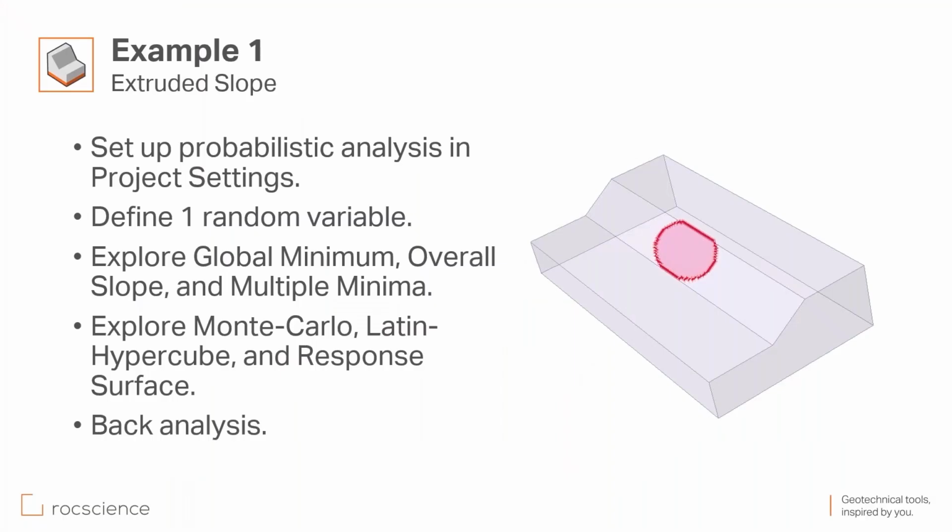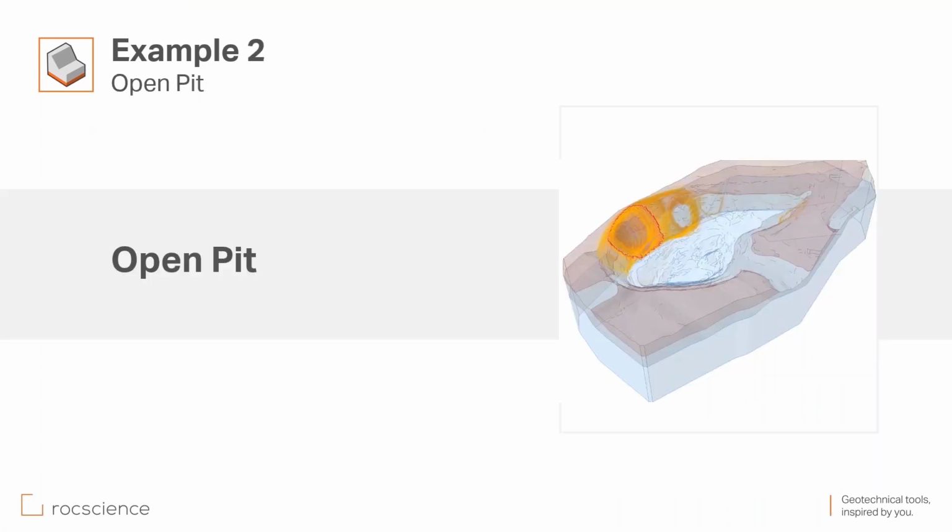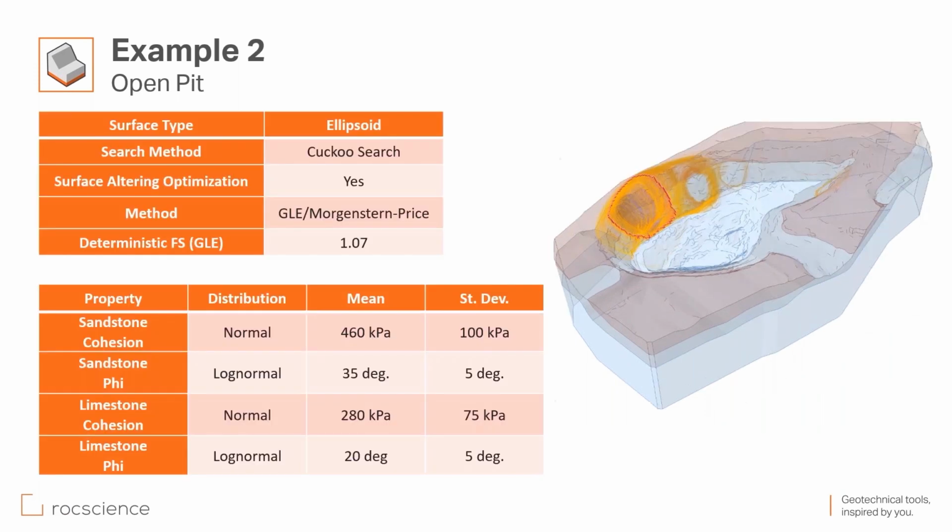Okay, so now we have a general idea of how to set up the probabilistic analysis and what the options are. We'll do a more complicated example. So this is the open pit example. Here we have a proper search with optimization, cuckoo search, GLE method, and we have 4 random variables over 2 materials. There's a mix of normal and log normal distributions with fairly wide ranges, so big standard deviations.